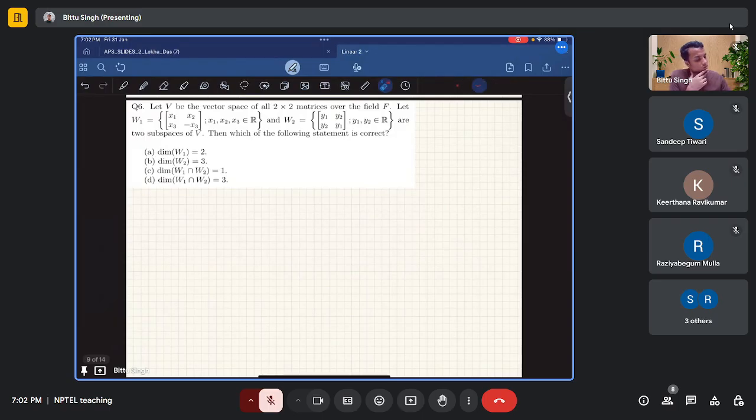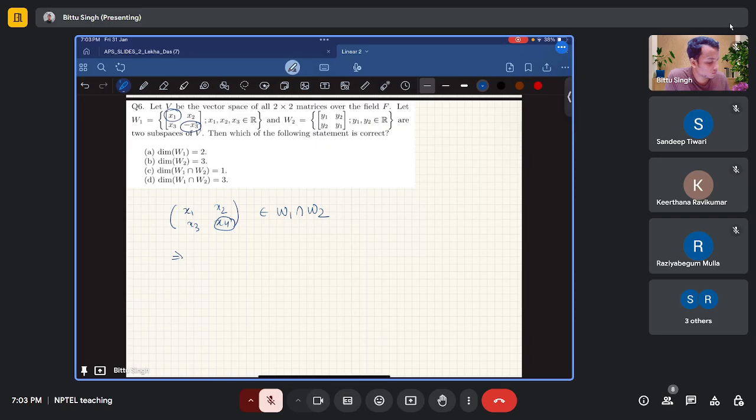Now, what is W1 intersection W2? So let this x1, x2, x3, x4 belong to W1 intersection W2. What is the meaning? So this means this matrix will also lie inside this W1, right? But what is this W1? W1 satisfies the condition that this fourth entry x4 should be the same as minus x1, right?